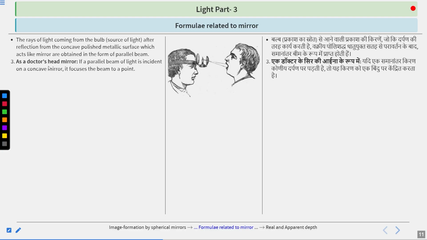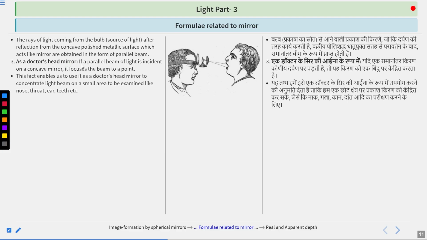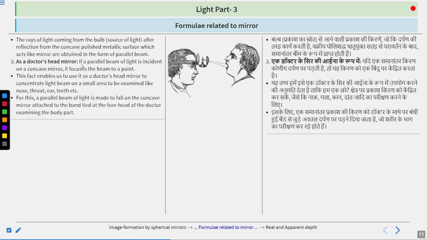So we could say a doctor's head mirror could be used. If a parallel beam of light is incident on a concave mirror, it focuses the beam to a point. This fact enables us to use it as a doctor's head mirror to concentrate a light beam on a small area to be examined, like nose, throat, ear, teeth, etc. For this, a parallel beam of light is made to fall on the concave mirror attached to the band tied at the forehead of the doctor examining the body part.